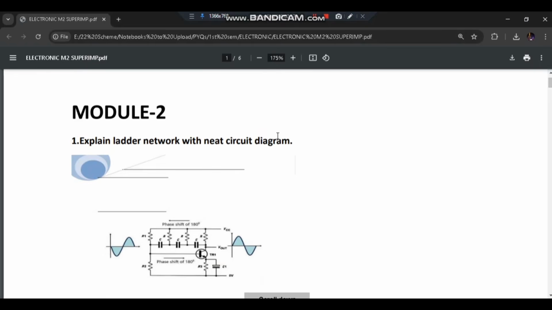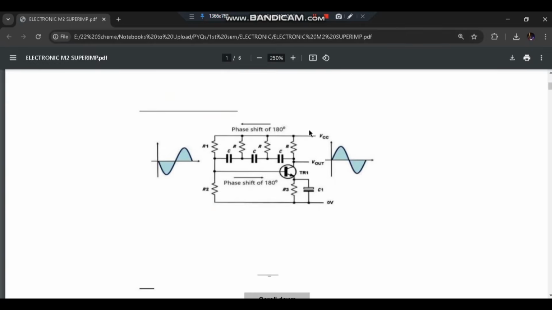The first question is: explain ladder network with a circuit diagram. So what is a ladder network? This is the ladder network. What happens initially is there is a negative cycle, right? Then in the output a positive cycle comes, and wherever positive is there, negative comes. So there is a phase shift happening. Phase shift means the angle is getting reversed by 180 degrees.